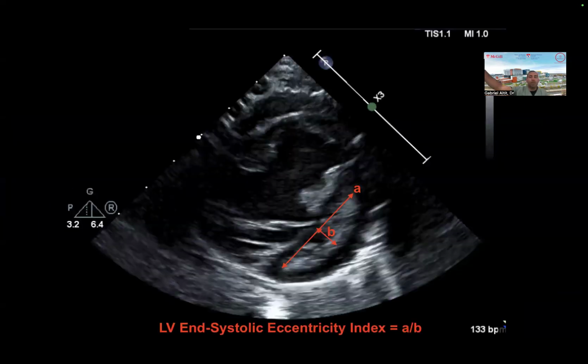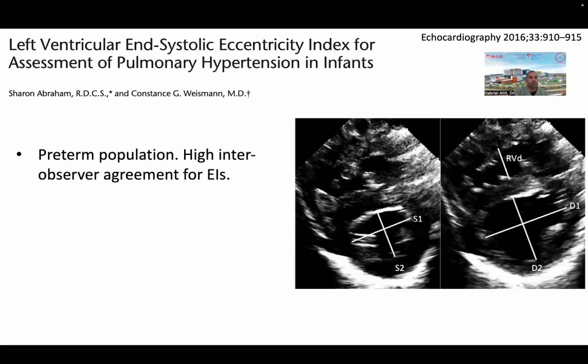That's a premature baby who had pulmonary hypertension with BPD, and you can see this RV does not look happy, and you probably don't even need the eccentricity index to tell you that this kid is struggling in terms of its RV hypertension.